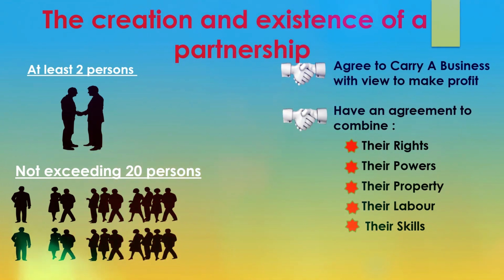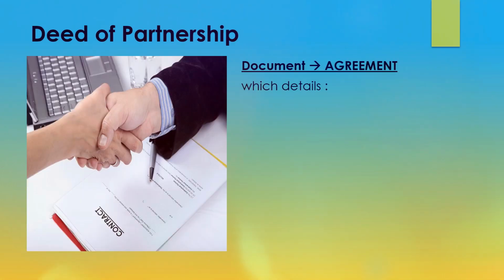2 to 20, and they must also agree to carry on a business with a view to make a profit, and have an agreement to combine their rights, powers, property, labor, and also skills. By reference to the book Agency, Partnership and LLC by Daniel S. Kleinberger, he said that a partnership agreement is a legally binding contract between at least 2 individuals or other legal entities.